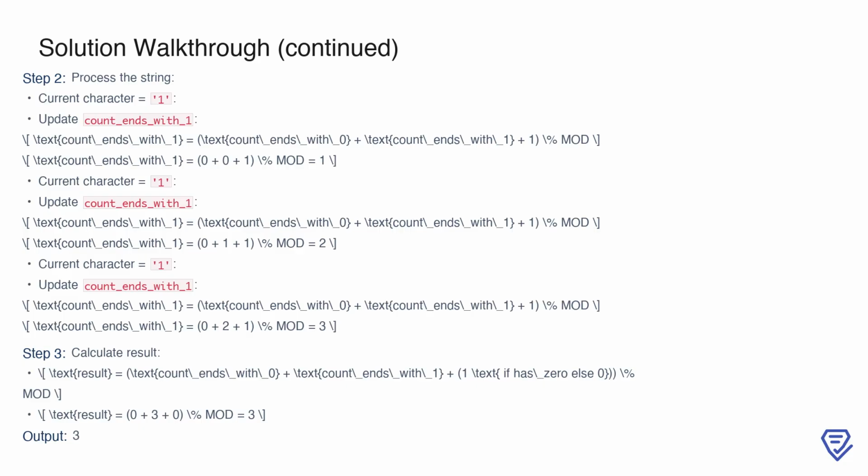Now, we calculate the result. Since there are no zeros, has_0 remains false. The result is the sum of count_ends_with_0, count_ends_with_1, and 0, all modulo mod. This evaluates to 0 plus 3 plus 0 modulo mod, which equals 3. Therefore, the output for the input 111 is 3.